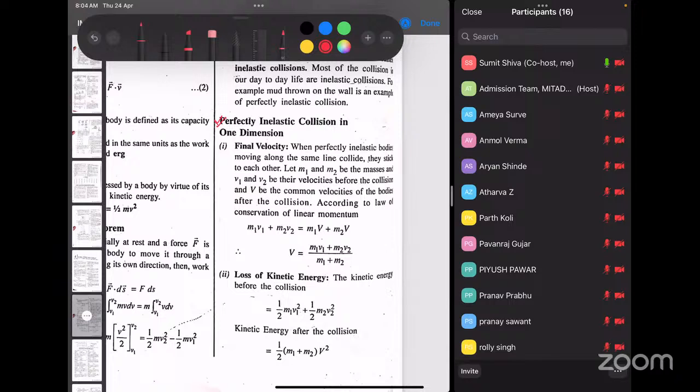So first of all, we will apply delta P equals 0, which states that P initial will be equal to P final, which means the initial linear momentum of the system will be the same as the final linear momentum of the system.